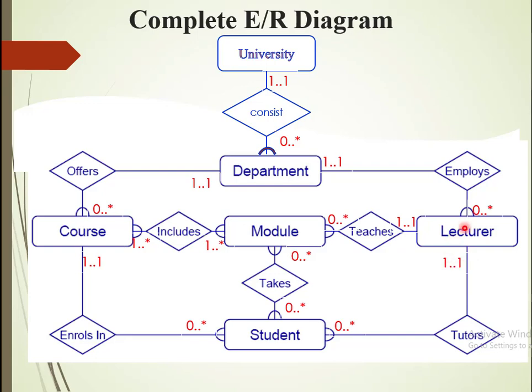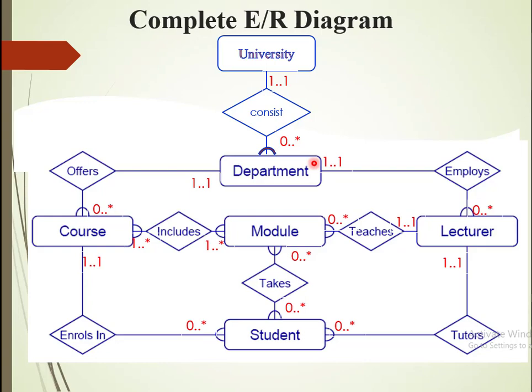Lastly, let's look at the relationship between lecturer and department. A department might have no lecturer, or one lecturer, or more than one lecturer. So that's the 0, asterisk. However, a lecturer will only be assigned a particular department. A lecturer cannot belong to more than one department. And that's how we draw an ER diagram, and that's how we populate it.